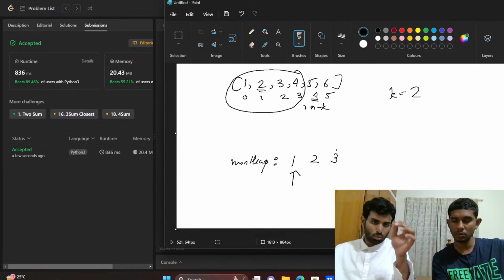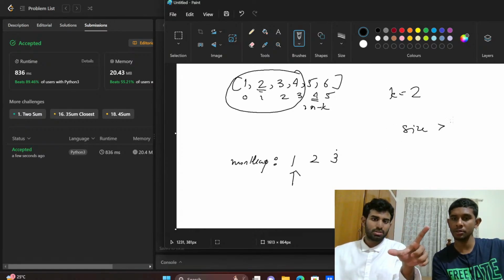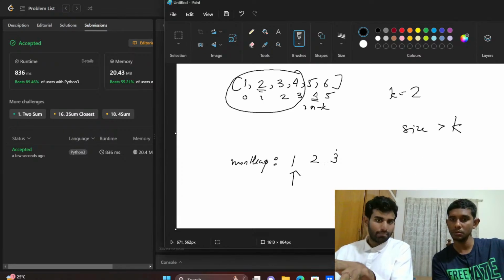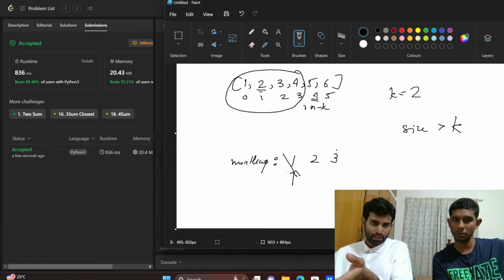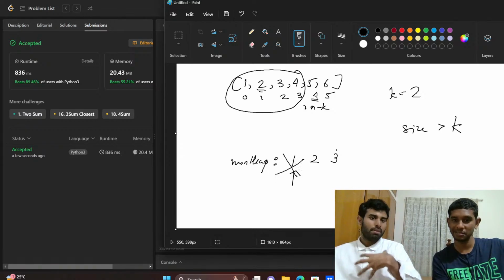Now, the root of the min heap is still 1, and the condition is violated. What is violated? The size of the min heap right now is greater than k. Because it's greater than k, I can delete what is at the root of my min heap. So I delete this element directly, and the min heap internally restructures itself, and the root of the min heap is now 2.